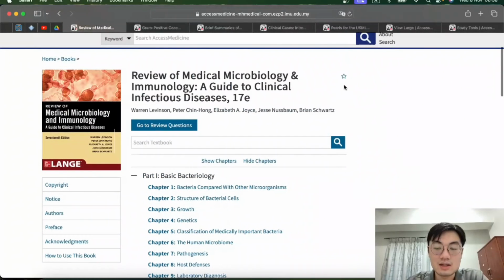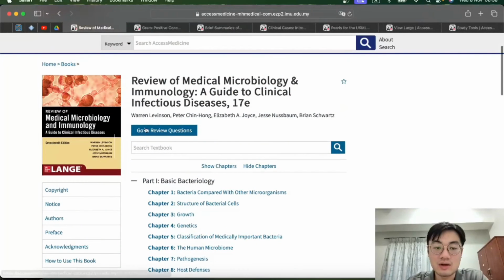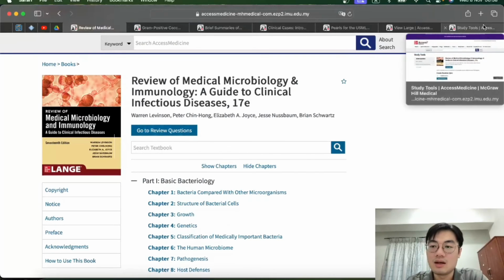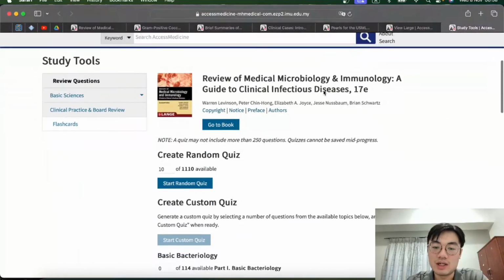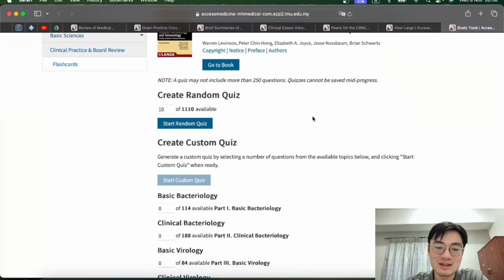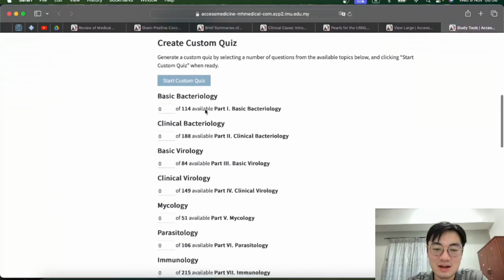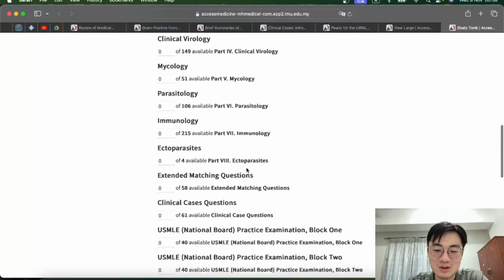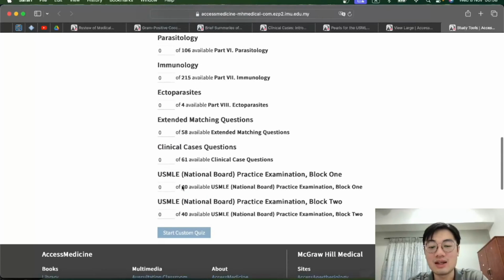And the last part that I would like to talk about is they also have these review questions. Other than all these tips, when you click on that, it will bring you to this page here, and it has a very huge question bank that you can go through, for each topic. Like the basic bacteriology, there's 114 questions, and there are questions for each topic, and also test questions for USMLE, which is really useful if you're preparing for USMLE.